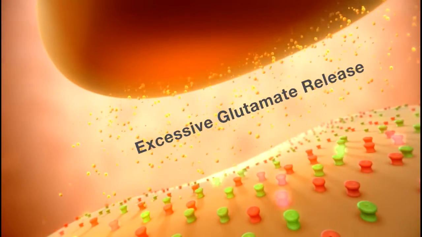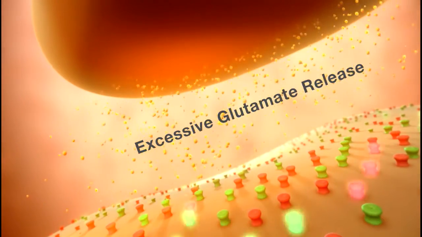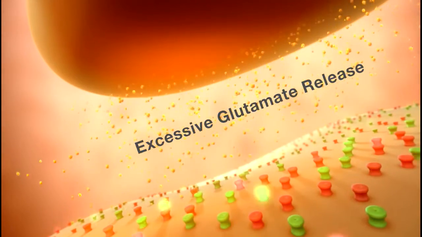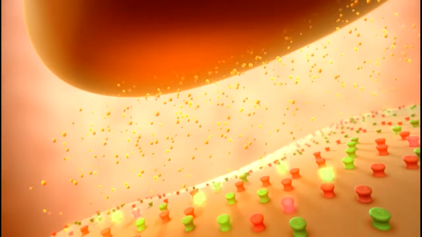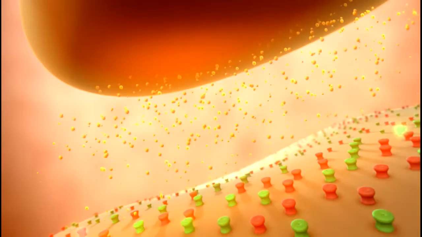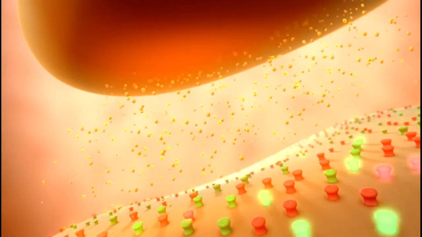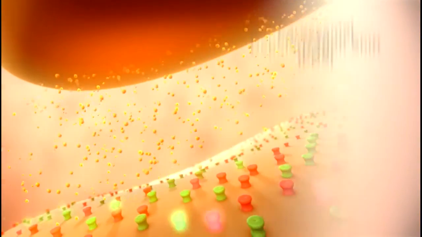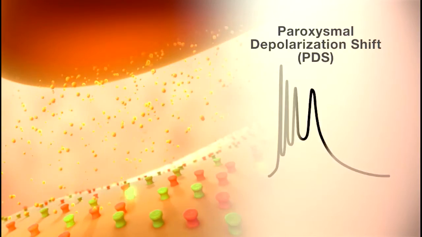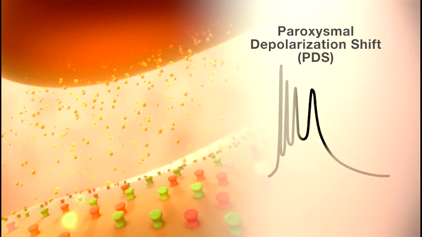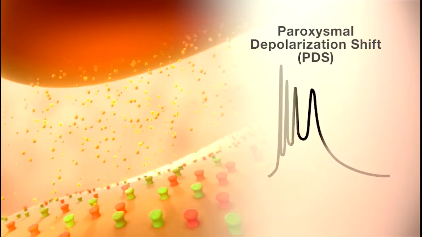Glutamate transmission is involved in the pathophysiology of epilepsy in that excessive glutamate release has been observed during seizure activity in humans. This excessive glutamate release binds to both AMPA and NMDA receptors, leading to an abnormal epileptic discharge called the paroxysmal depolarization shift, or PDS.